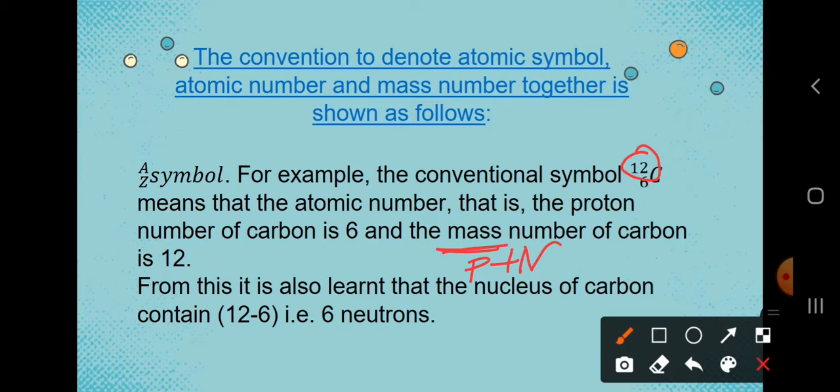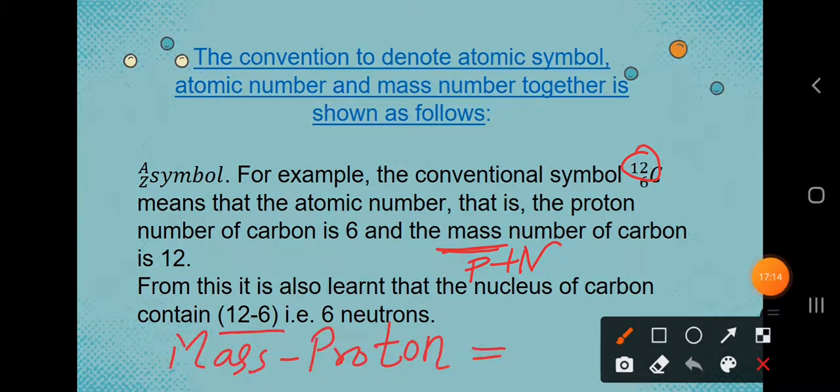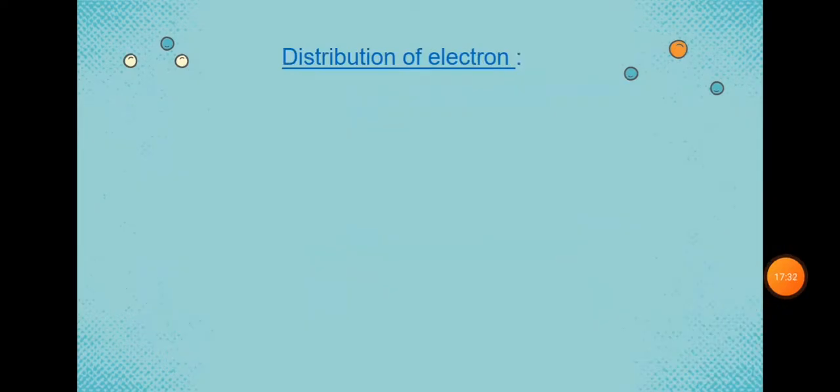Now here we know how many protons there are, right? We know the number, that is 6. So we can easily find out neutrons. See, 12, that is mass, 12 minus 6. So here we calculate mass minus proton, we will get neutron. So 12 minus 6 is equal to 6 neutrons. So in this way, we can easily calculate the neutrons of any substance. Now we are going to see the distribution of electrons as per the different models.